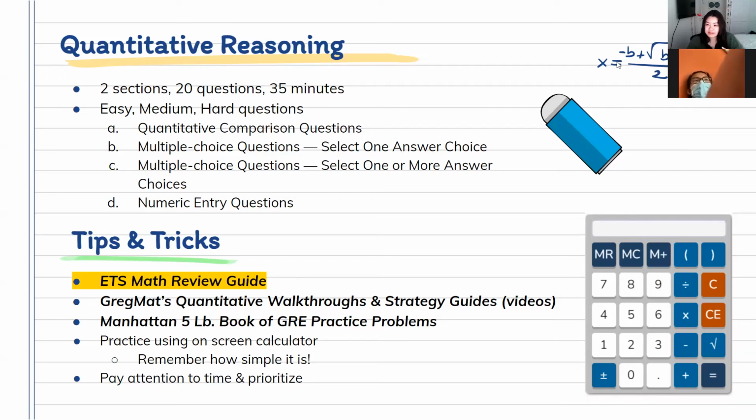There's also a common book out there called the Manhattan 5-Pound Book of GRE practice problems. It's a lot of practice problems, but if you need more help on the quant, I'd recommend going through the quant section from that book as well.